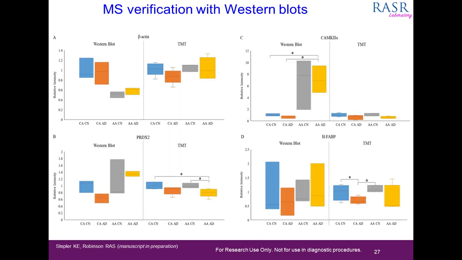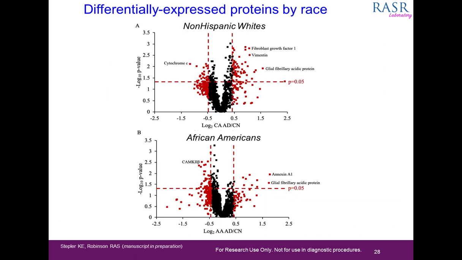For some of the changes that we observed with the TMT approach in our data set, we went and did a verification with Western blot. So this shows you some examples for beta-actin, peroxiredoxin, fatty acid binding protein, and CaMKII alpha, where the changes we saw by TMT were supported by Western data.